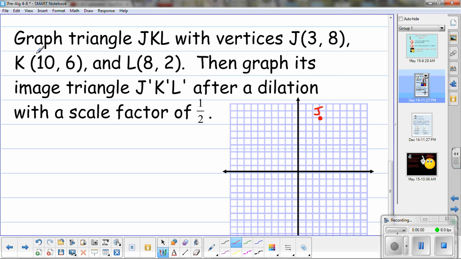And then K is at 10, 6. So I'm going to go to the right 10 and up 6. That's going to be K. And then L is going to be at 8, 2. So I'm going to go to the right 8 and up 2. And I'm going to label that one L. Now I'm going to go ahead and connect all of those points to make my triangle.